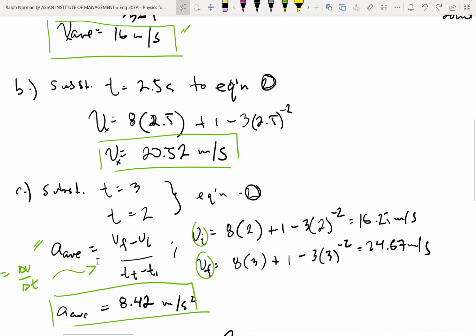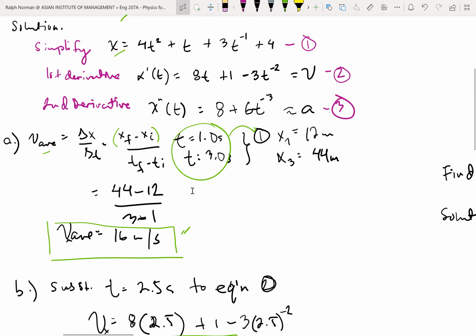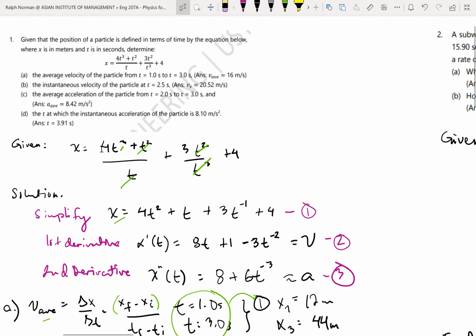So you would get 16.25 meters per second and 24.67. Just substituting it here. And yung time mo, you would get 8.42 meters per second squared. So far, so good, I think. I think nakuha ko yung answer dito, 8.42.